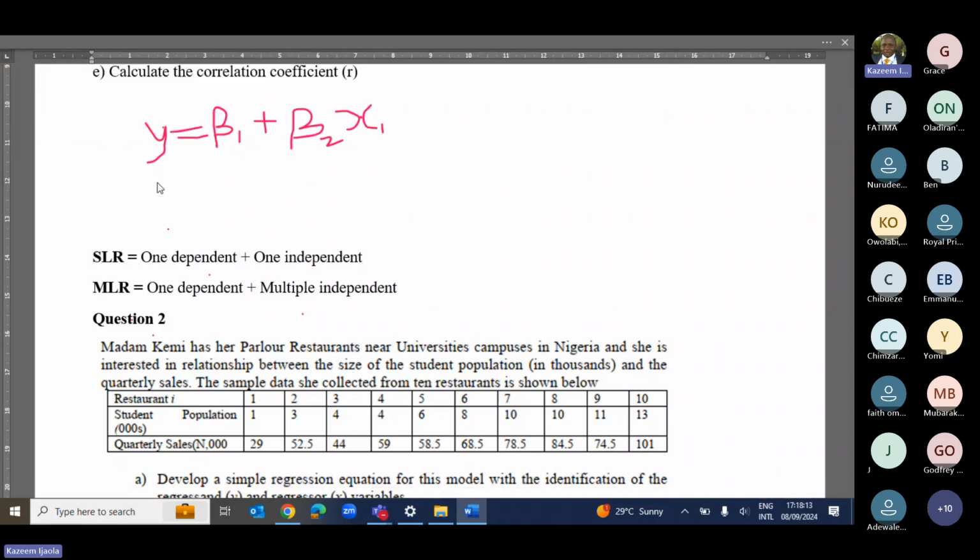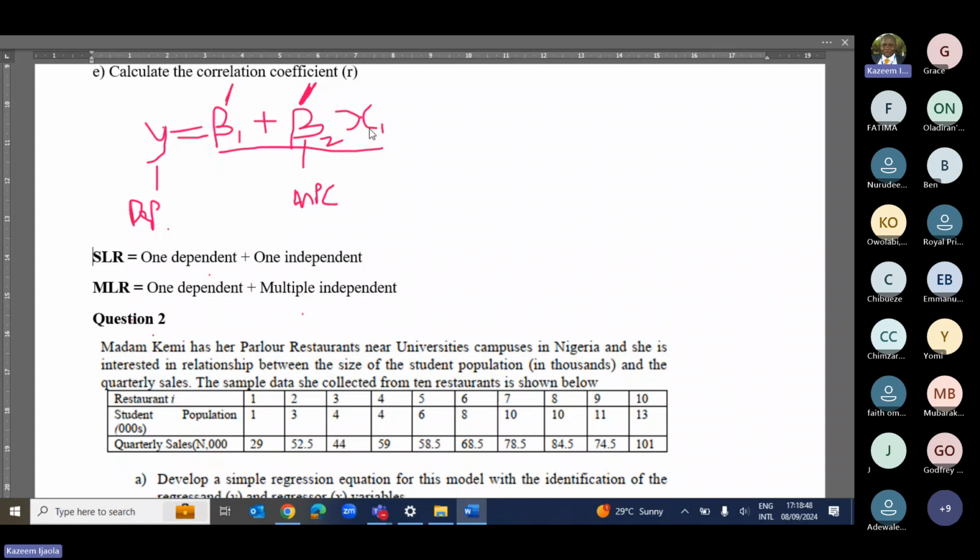The x1. So this y now, y is your dependent variable because it depends on the outcome of whatever you have here. Y depends on the outcome here. Then this b1 here is known as your intercept. This b1 is your what? Intercept. Then this b2 is your slope. This b2 is your what? Slope. So when you are talking about consumption, you can also call this b2 your marginal propensity to consume, MPC.